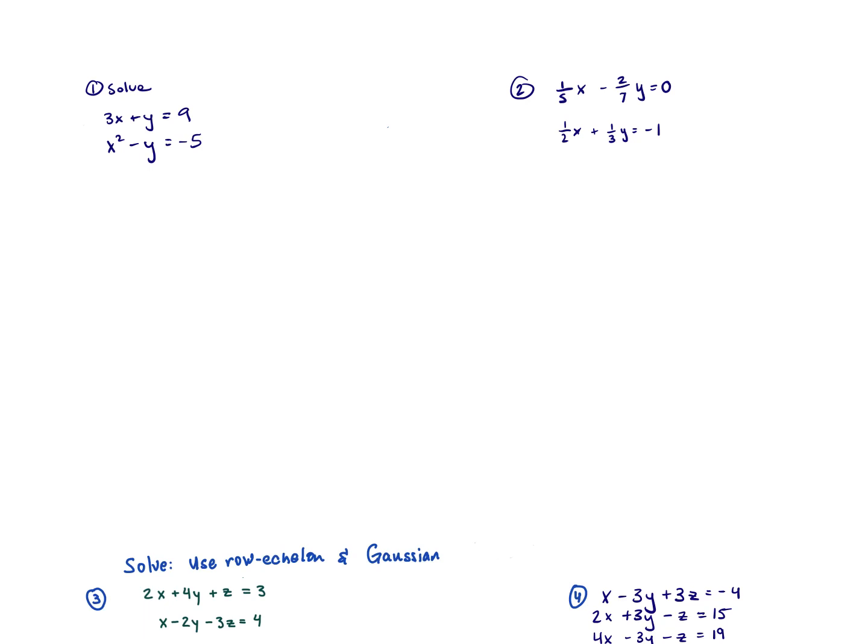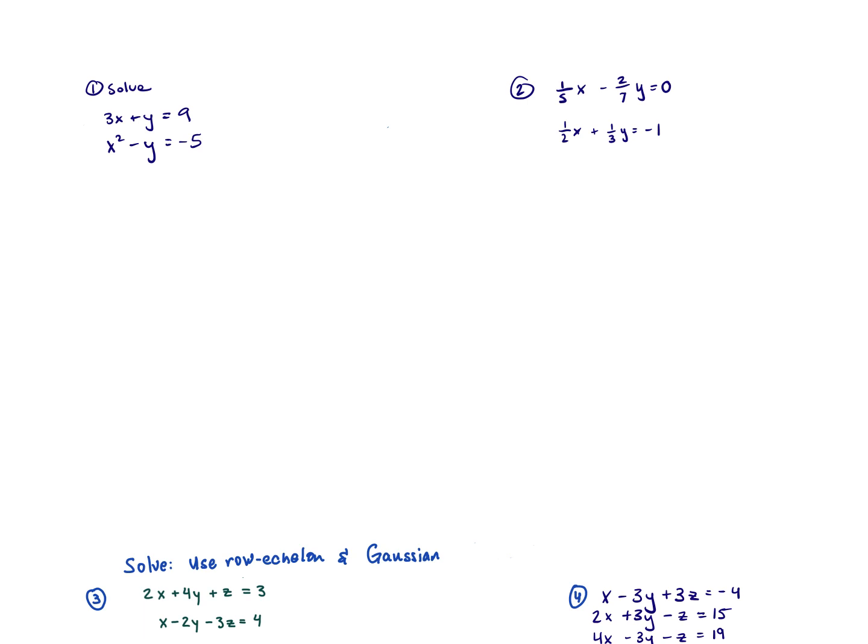Your test tomorrow covers sections 10.1 to 10.3. So we're solving systems using elimination, substitution, and multivariable systems using row echelon and Gaussian. Remember, row echelon is like the same thing as back substitution. Okay, we're going to start with solving simple systems in two variables.